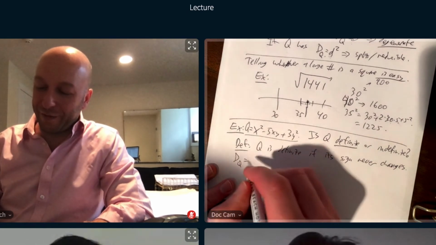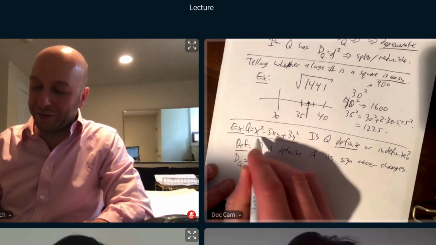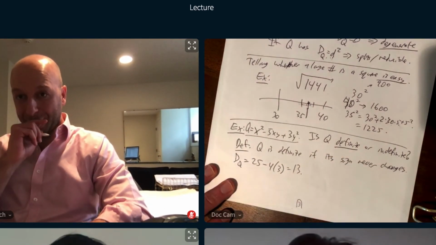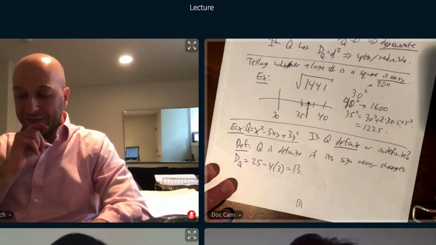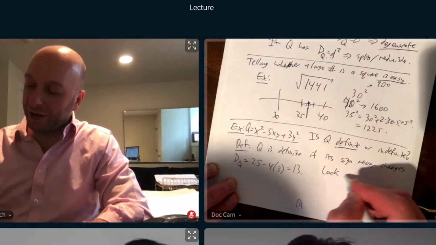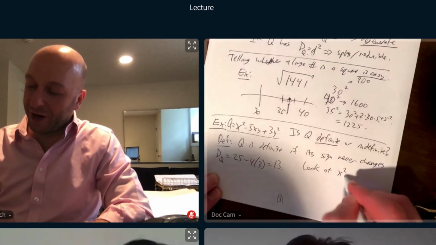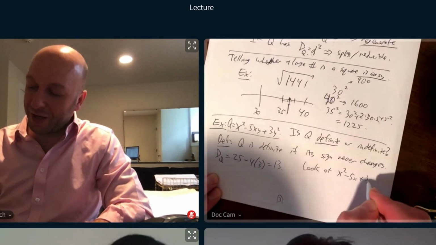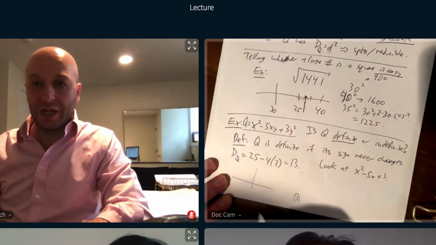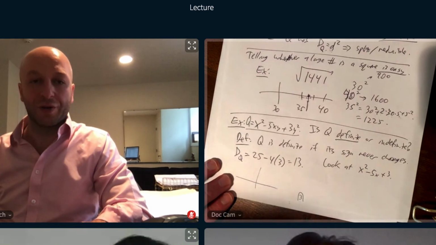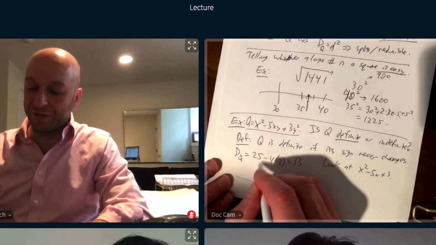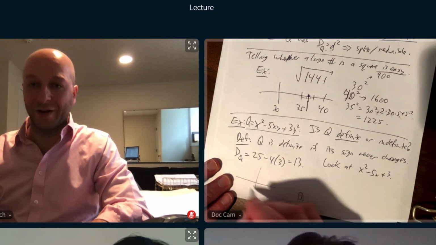Okay, so what's the discriminant of this form? You gave us 25 minus 4 times 3. 25 minus 12 is 13. So what does that mean? That means if I look at the polynomial x squared minus 5x plus 3, I know that it's an upwards facing parabola, but does it cross through the origin or not? Is it exclusively up here, or is it up here and down here?